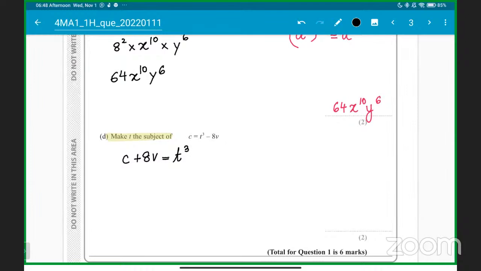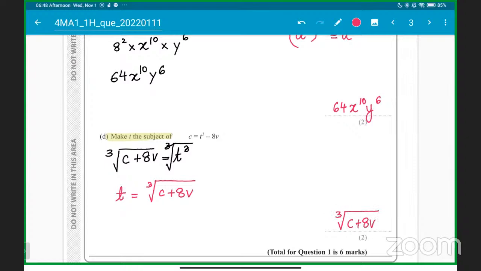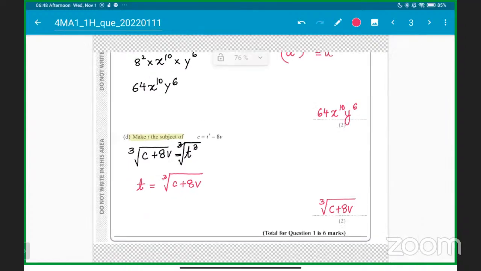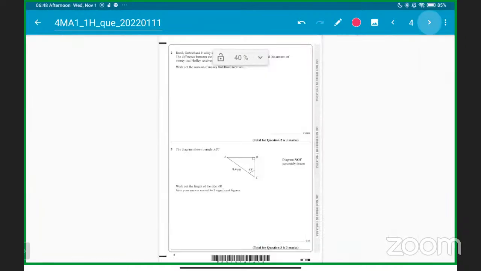And then you do a cube root on it. So here we go. Cube root comes here. So eventually it becomes that t is equals to cube root of c plus 8v, and that is going to be our answer, okay? So let's move forward. Question number 1 was simple, done, indices.